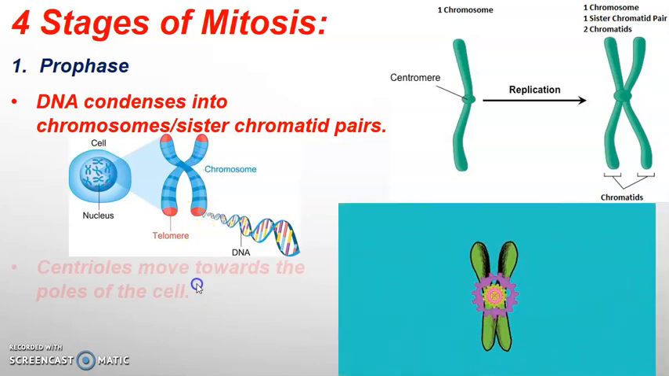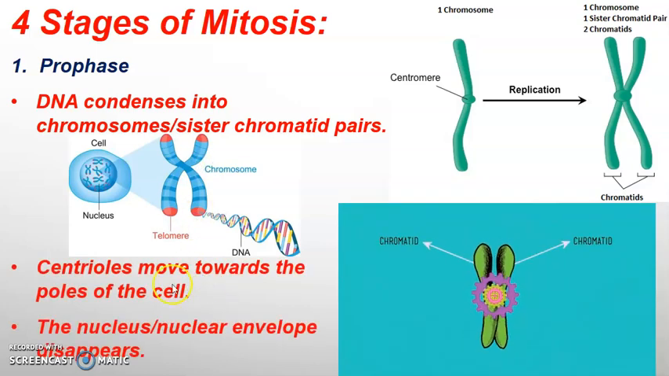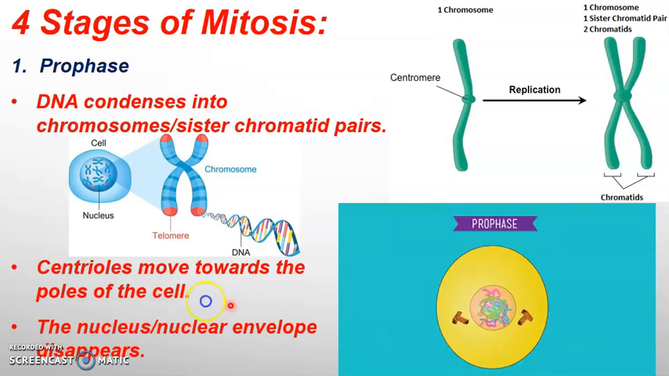And then the other two key things that'll happen during prophase are the centrioles, which have already been duplicated during G2 of interphase, will move to the opposite ends of the cell. And the nucleus, so you can see that happening over here, the centrioles move to the poles, and the nuclear membrane or envelope breaks down. The chromosomes here are starting to condense into that X shape that you can see.